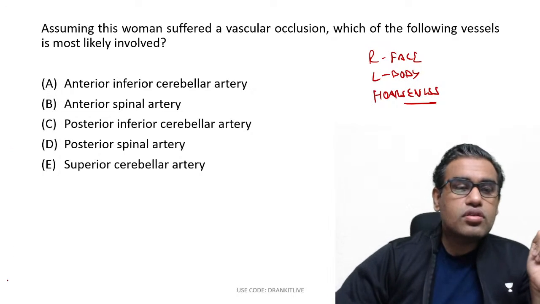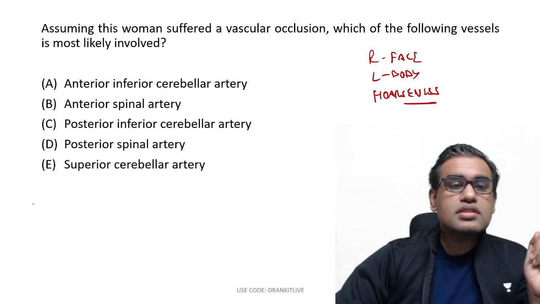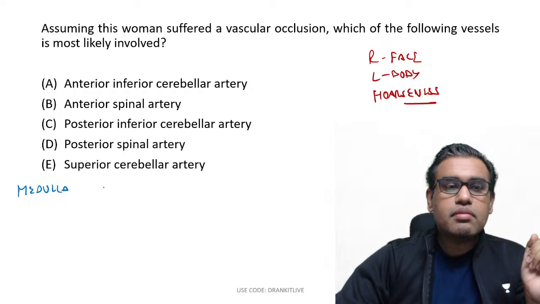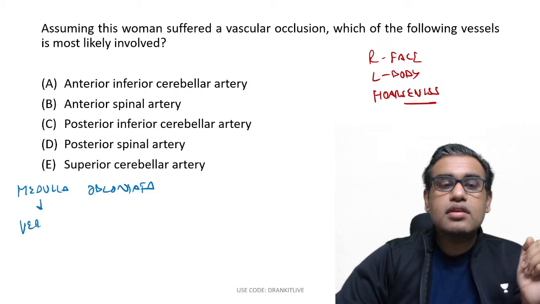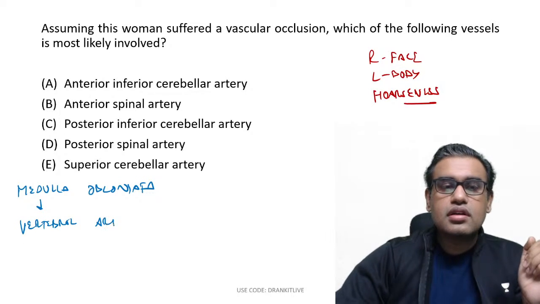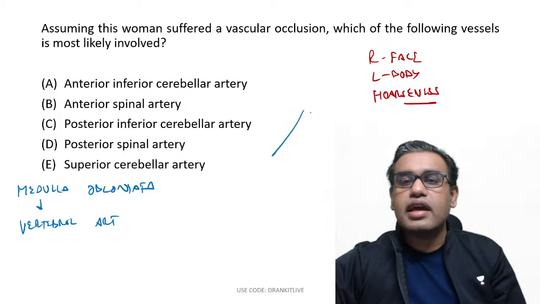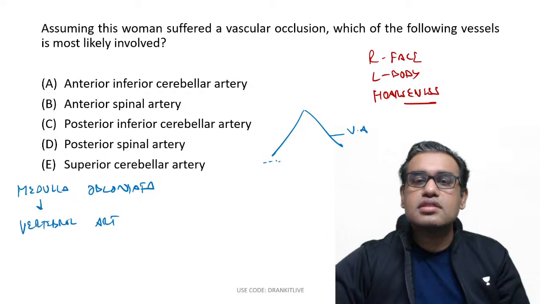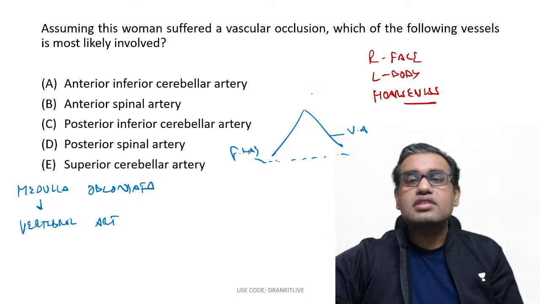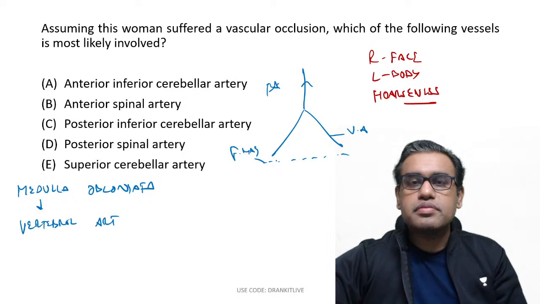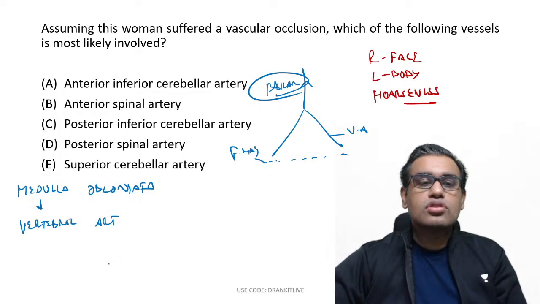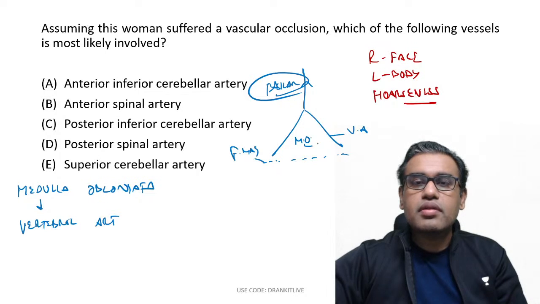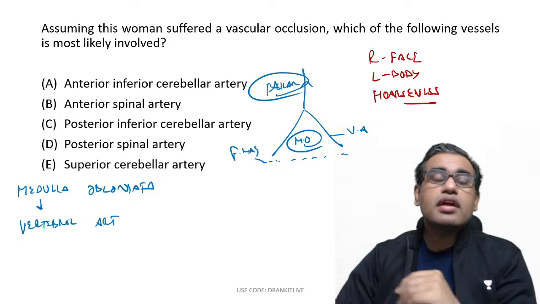So, as we know, where was the lesion? The lesion was in the medulla oblongata. Medulla oblongata is normally supplied by which artery? It is supplied by the vertebral artery. Yes or no? There are two vertebral arteries. They enter via the foramen magnum. I am writing VA for vertebral artery, and this site is, let us say, the foramen magnum. And at the medullopontine junction, they will form the basilar artery. So at the medulla oblongata, most of the vascular supply is coming from the vertebral artery.